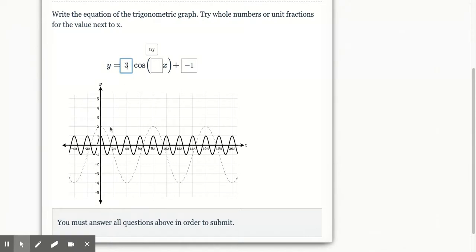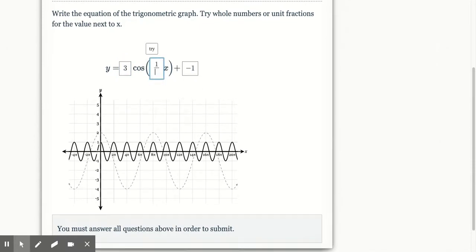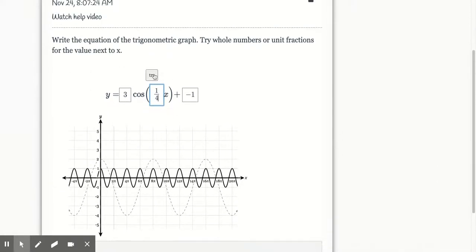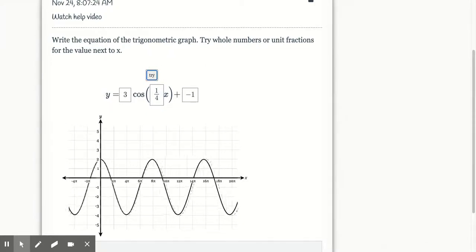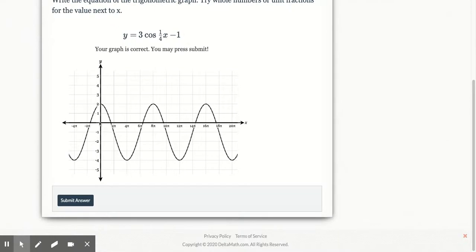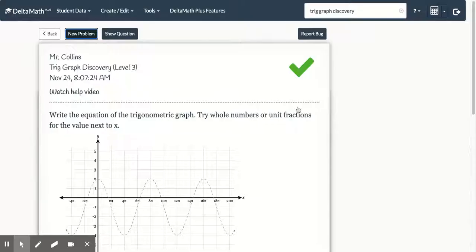And then finally, what's my period? It's 8 pi. That means my b would actually be 1/4 because it's 4 times as wide. So 4 times as wide, normally it goes to 2 pi. This goes all the way to 8 pi. 4 times as wide means the coefficient of b is a 1/4. If I hit try, it should work out. And that's what I kind of like about this, because you see instantaneously if you got it correct. Submit the answer. Yes, I got it correct.